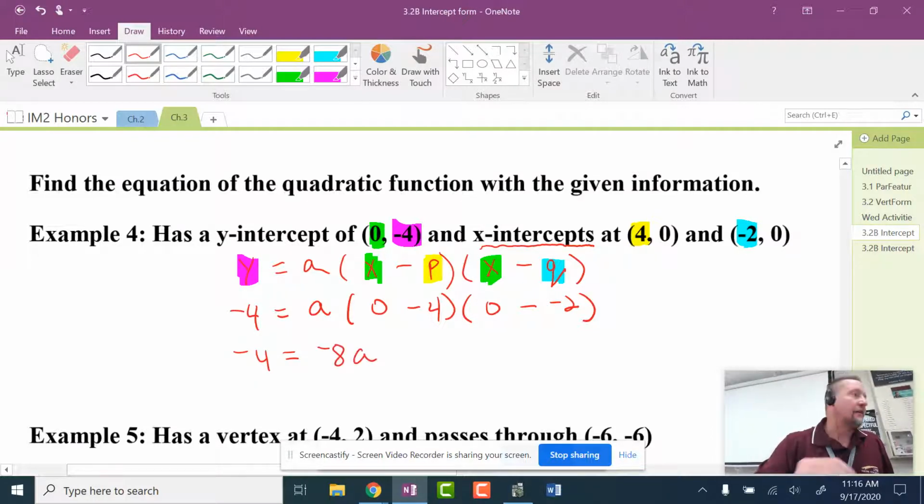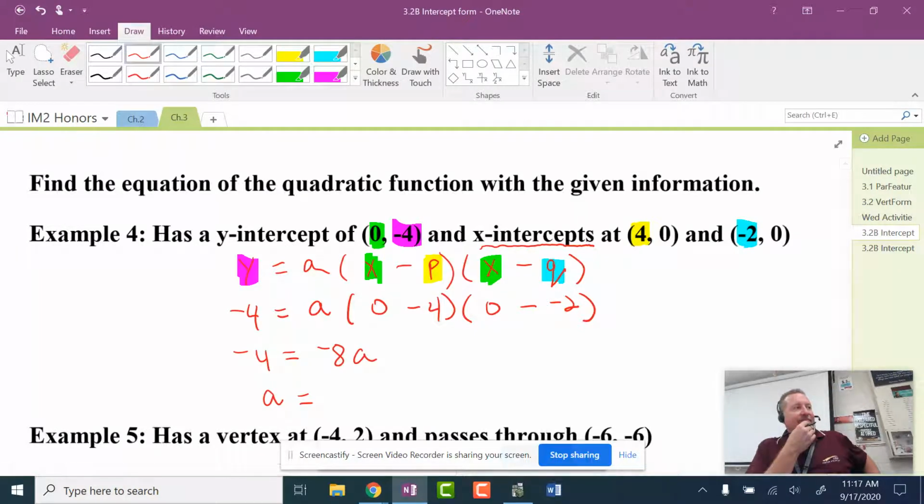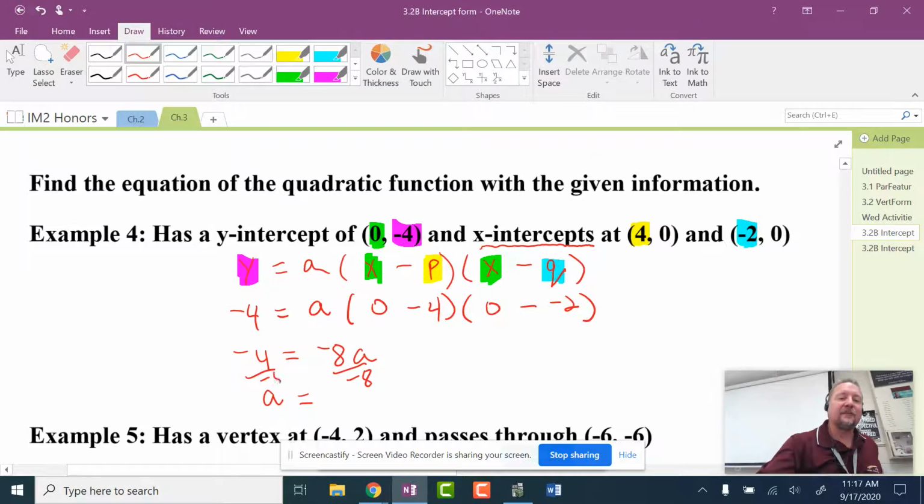I'm going to trick you here, Genevieve. What is a equal to? Be careful. Last hour made a mistake. What's a equal to? Dang it! You made the same mistake as the student the other hour. Whatever I do to one side, I do to the other. What is -4 over -8?